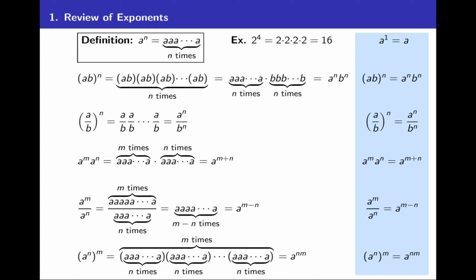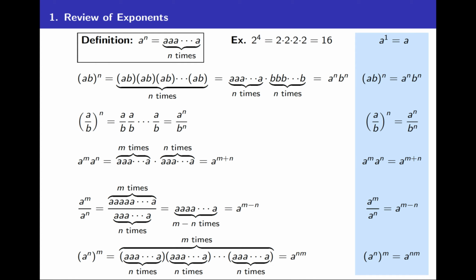And I think you're very familiar with these. They become so automatic that sometimes you forget where they come from. So I'm hoping that the derivations on this page will remind you that these laws, these properties, are very commonsensical.